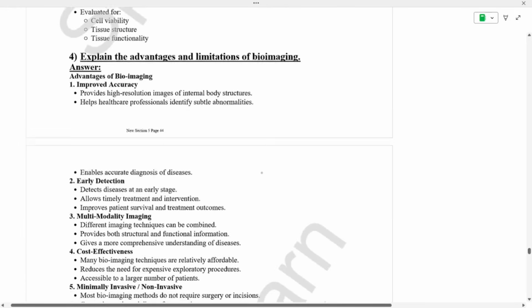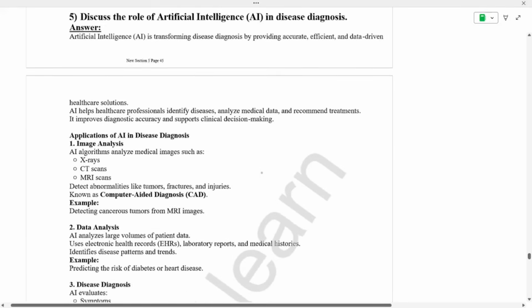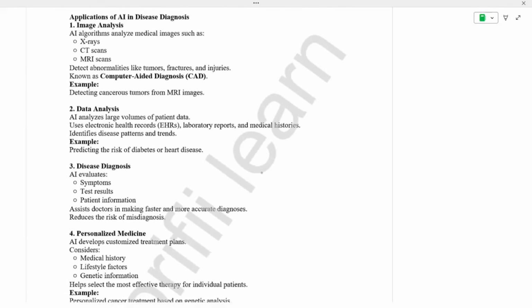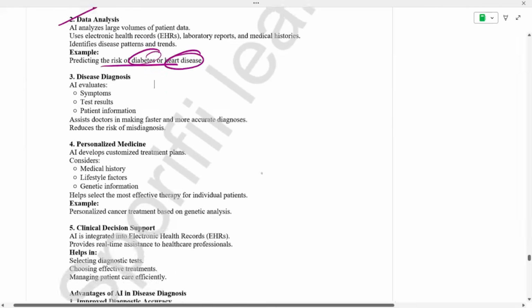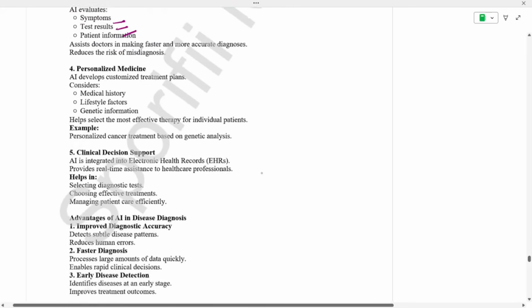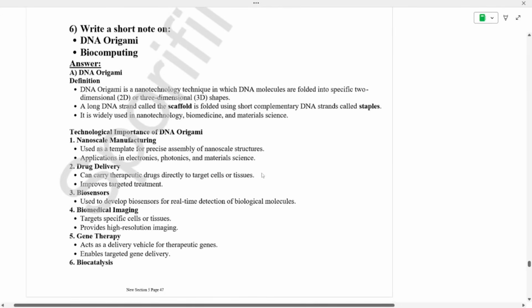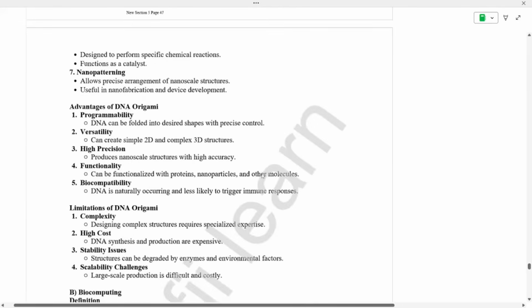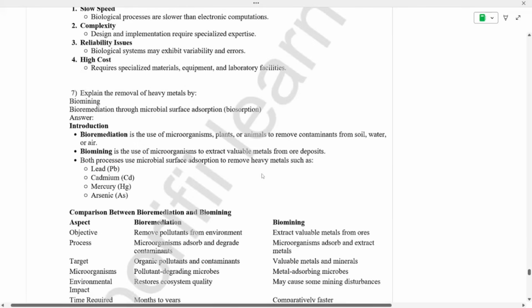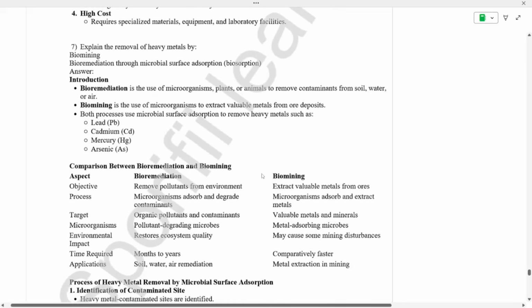Next, we can see bioimaging, improved accuracy and all. You can see these advantages. The role of AI is in image analysis for X-rays, CT scans, MRI and all. Data analysis for the prediction of heart disease or diabetes. Next is disease diagnosis based on the symptoms. Next, personalized medicine can be given based on one's input. You can write this. Next is DNA origami and biocomputing. You can see this. And next the question is about bioremediation and biomining.